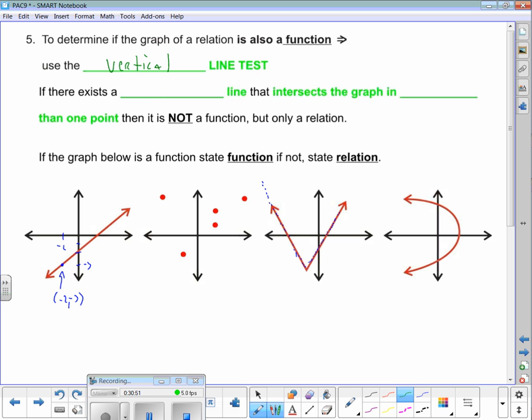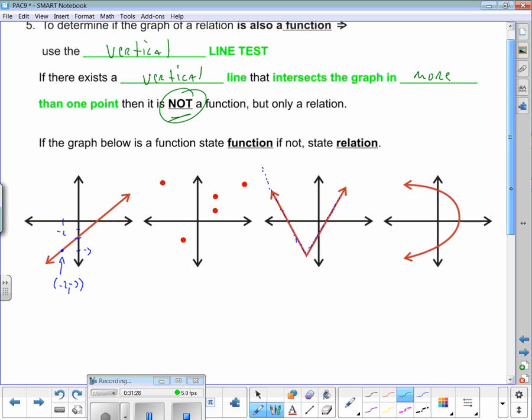If there exists a vertical line that intersects the graph in more than one point, then it is not a function, but only a relation. If there exists, in other words, if you can find one vertical line that'll hit the graph in more than one point, it is not a function.